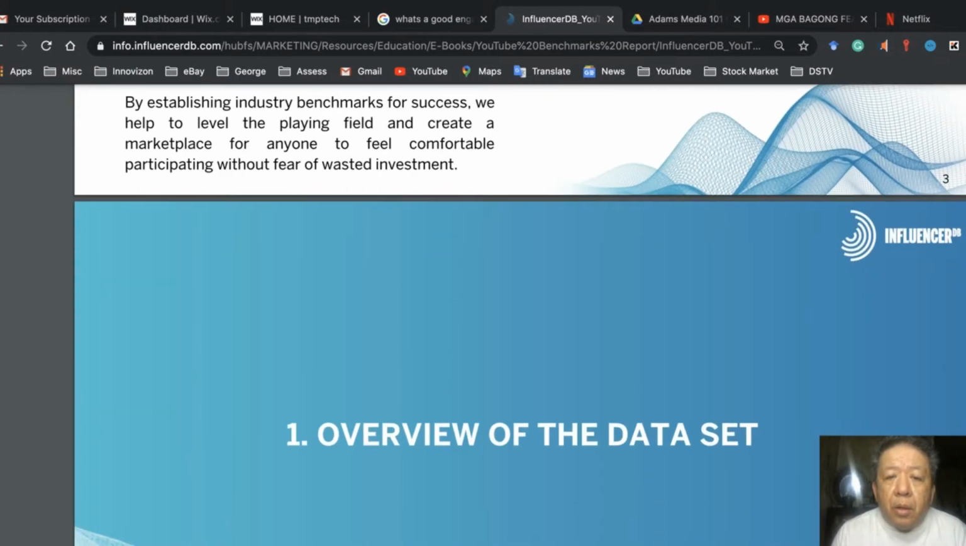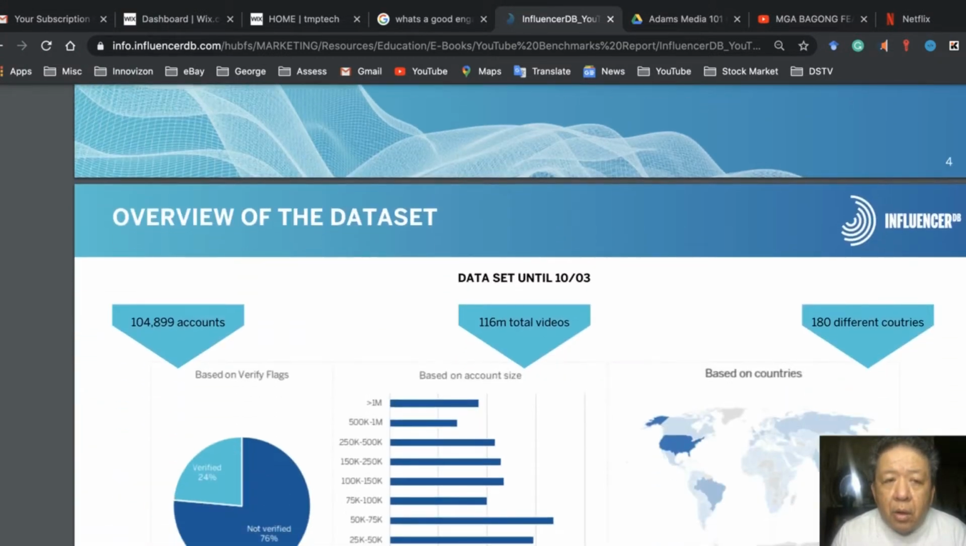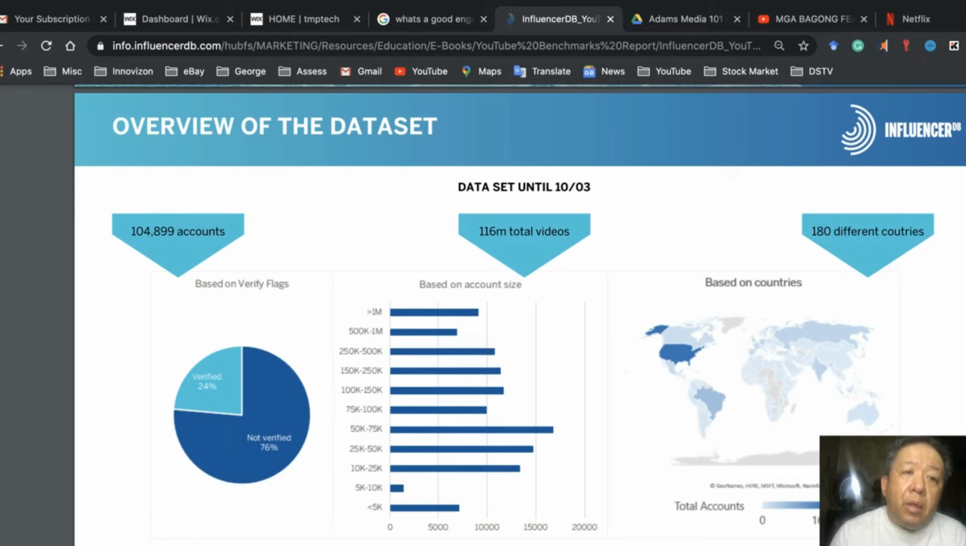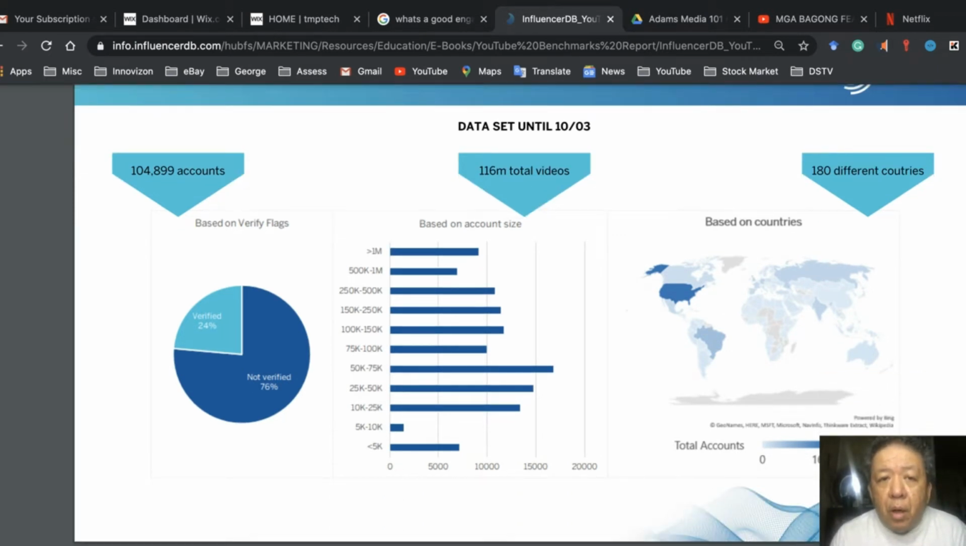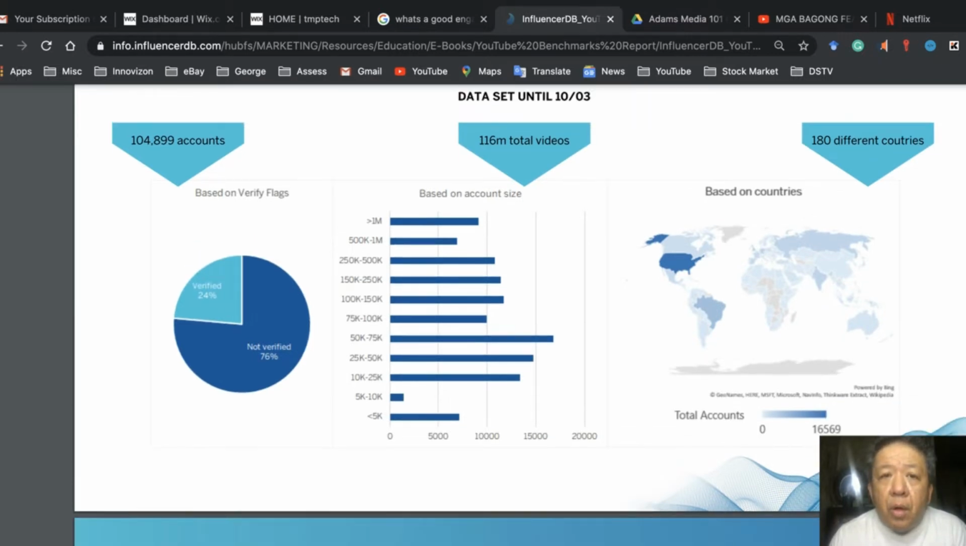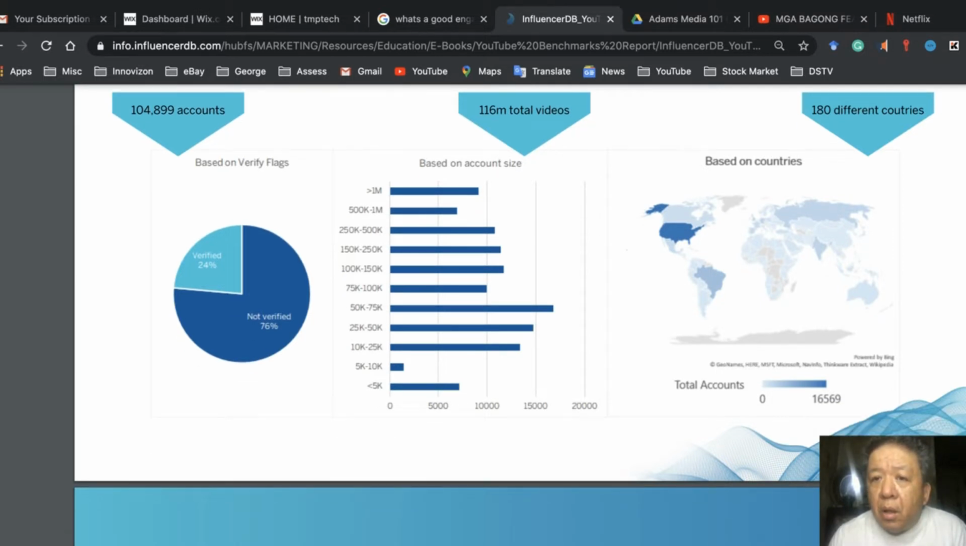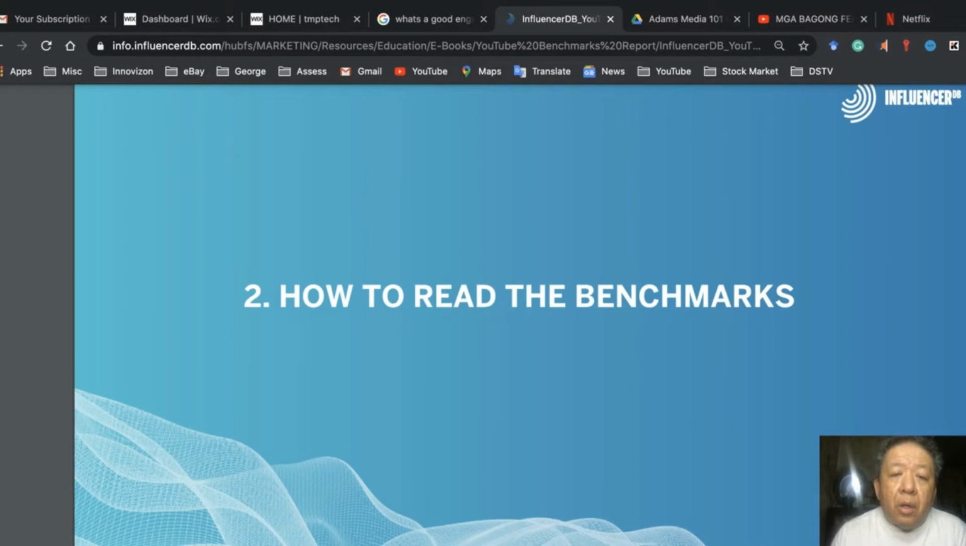It's about the report, an overview of the data set. The data set is almost 105,000 accounts, and we have pretty good representation of the account sizes, except for the 5,000 to 10,000 range. Basically, the sizes were represented. There were a total of 116 million videos in 180 different countries. Of course, the majority is from the US.